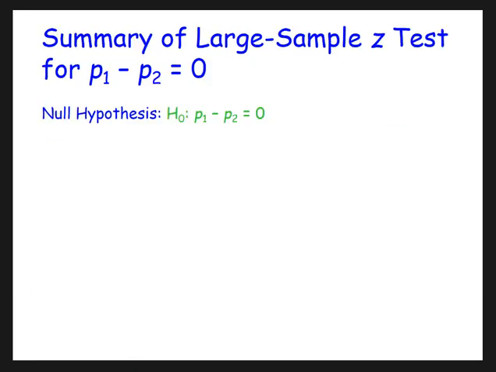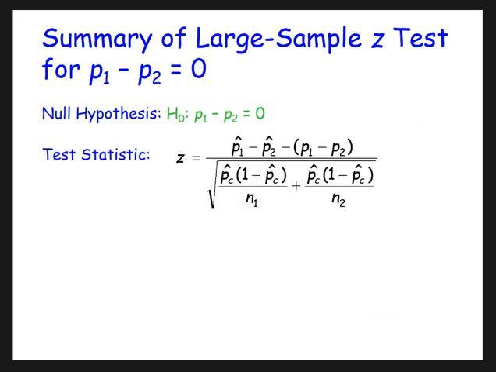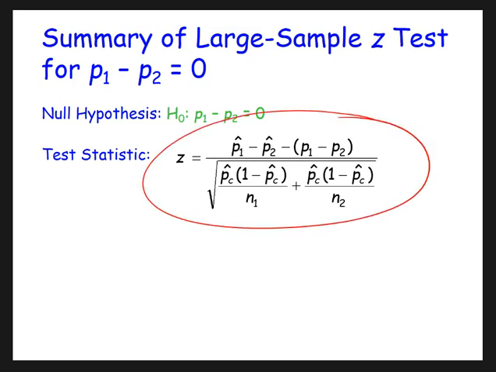So let's take a look at how this works. Our null hypothesis is that the difference in the proportions is 0. The test statistic is found by using that combined proportion.